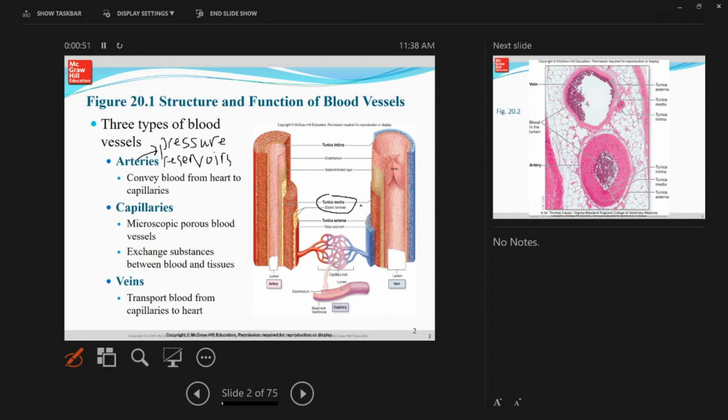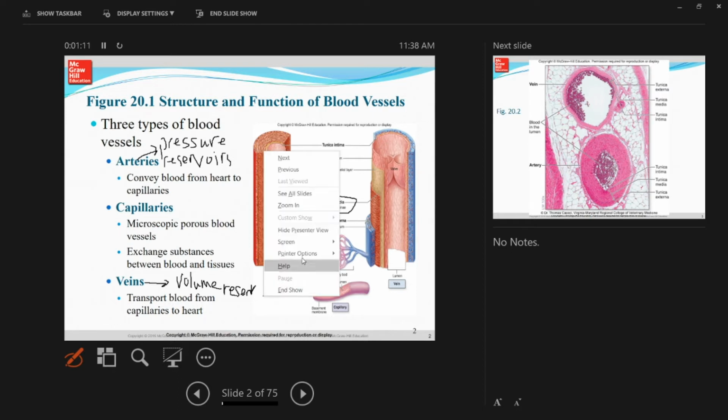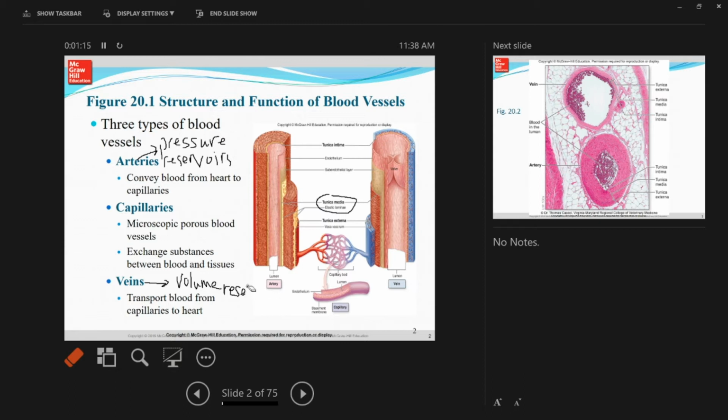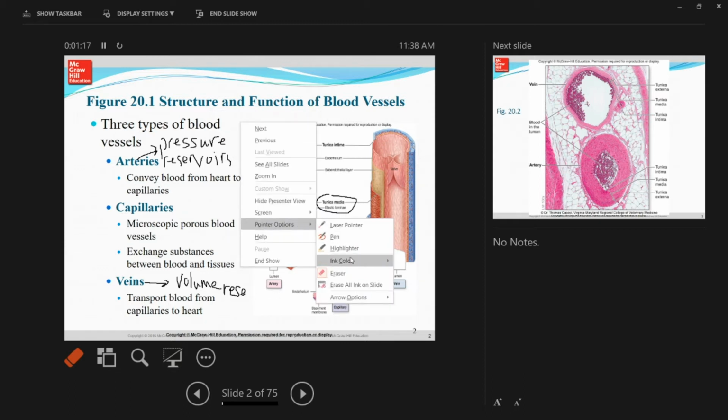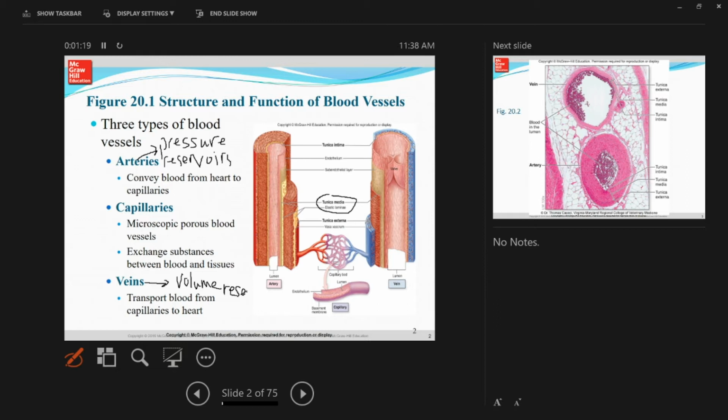Whereas veins don't withstand as much pressure. They're more involved with holding volume. And so they're called volume reservoirs. And so they have a thinner tunica media, because we want them to stretch a little bit more. It's a V. It's hard to write. Sorry. So writing on my screen sometimes can be a challenge. Reservoir. All right.